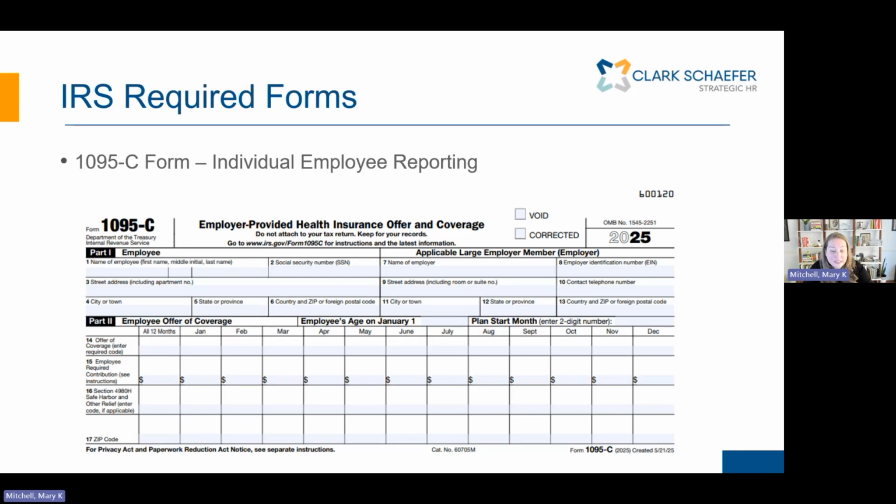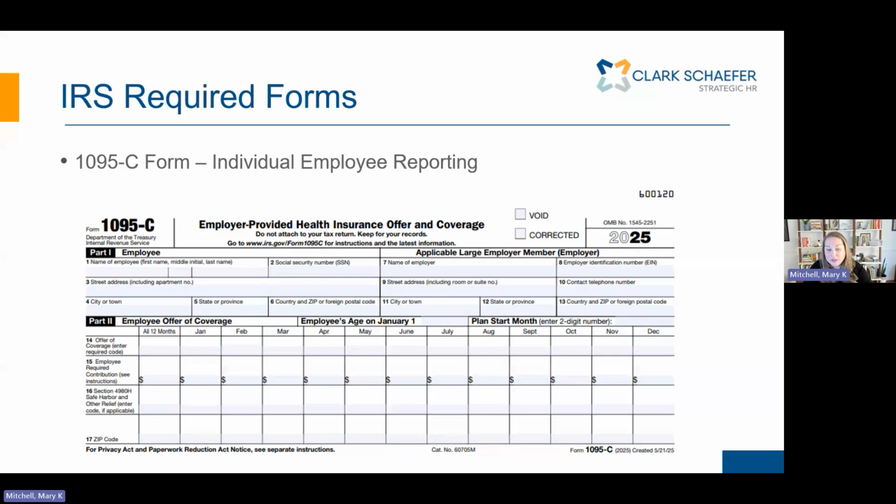The line 15 is going to show the dollar amount of employee-only coverage that they have to pay each month. Now, whether or not they enrolled doesn't matter for that particular line. We're putting the lowest cost of employee-only coverage for our ACA certified plan on that particular line.